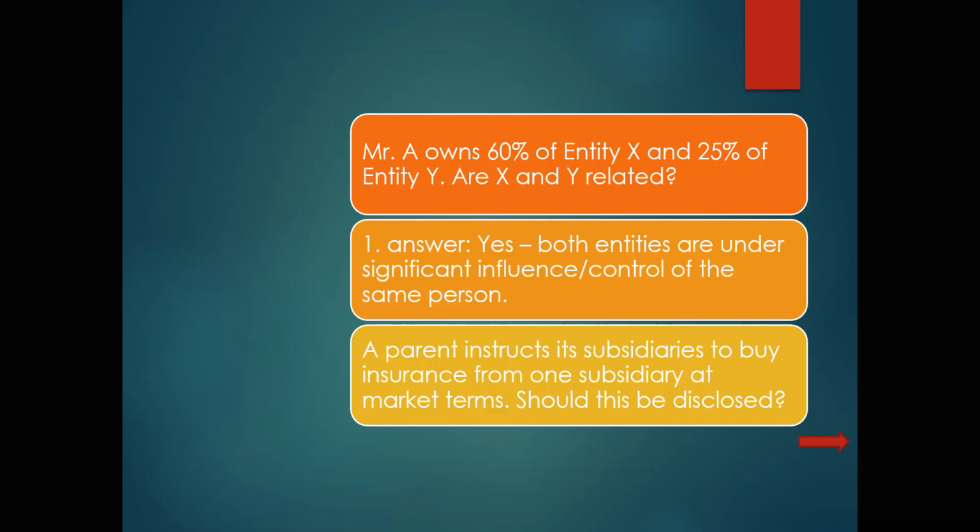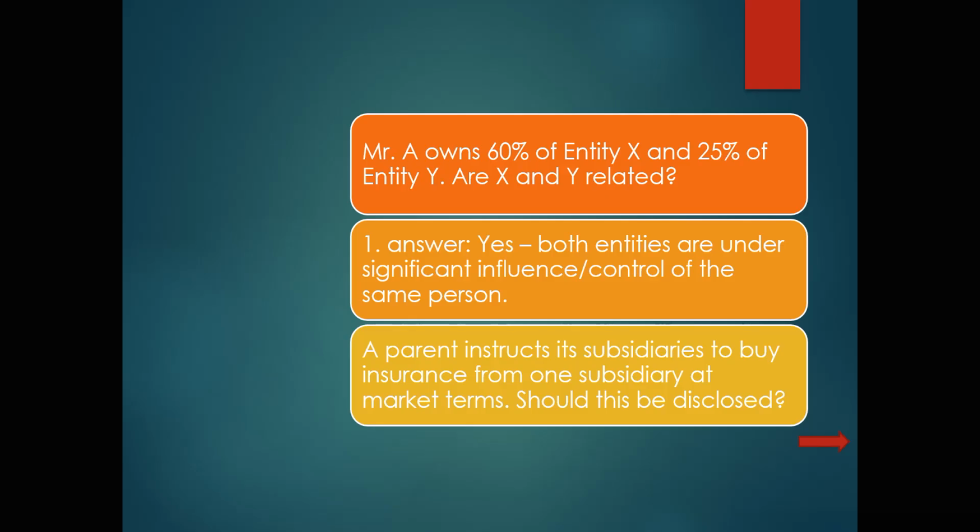So Mr. A owns 60% of entity X, and I'll give you an example, and 25% of entity Y. Are X and Y related? Yes, both entities are under the significant influence or control of the same person. Don't forget, A owns 60% of entity X and 25% of Y. So he owns both X and Y. Therefore, X and Y are related, even though X and Y do not deal with themselves, they all answer to A. Because X and Y are owned by A, they are all related to A, and X and Y are related to themselves. So that is how that goes. I don't know if that is clear to us. So I'm going to ask the next question.